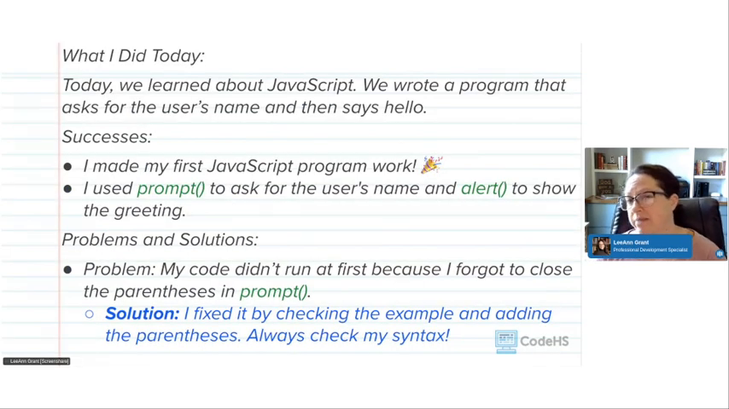So maybe, what I did today: today we learned about JavaScript. We wrote a program that asks for the user's name and then says hello. Successes: I made my first JavaScript program work. I used prompt to ask the user's name and alert to show the greeting. Then some problems and solutions I ran into: the problem is my code didn't run at first because I forgot to close the parentheses in the prompt. The solution was I fixed it by checking the example and adding the parentheses, and always check my syntax.